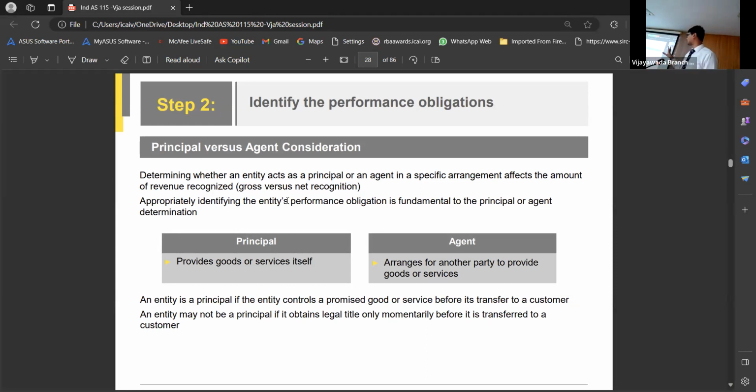So principal versus agent. I recently wrote an article in the Vijayawada chapter on this topic. Probably you can see this month's newsletter you have. I've given elaborate guidance on this. But in simple terms, this is basically a fundamental thing which everyone will try to play around. For example, we face a lot as auditors on this topic because I work in Chennai, where it's completely manufacturing.